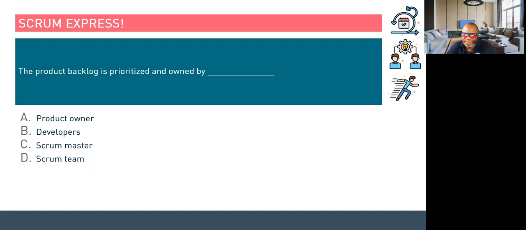Three, 2, and 1. Let's end the poll. And the answer to this one, my friends, contrary to what a lot of folks think, the product backlog is owned by the product owner. That's why we call the product owner the chief value officer. It is not owned by the Scrum team. The Scrum team does work on the backlog in many ways as coordinated or facilitated by the product owner. But the real owner of it, who owns the backlog, it's the product owner.